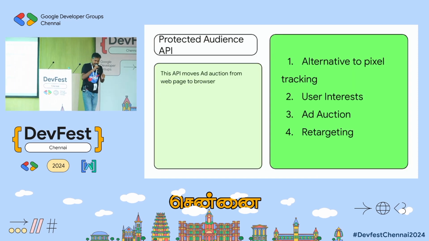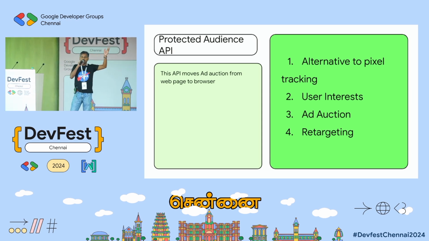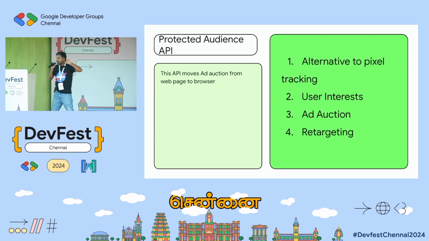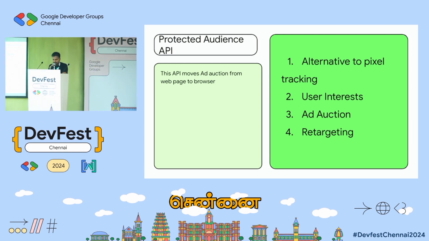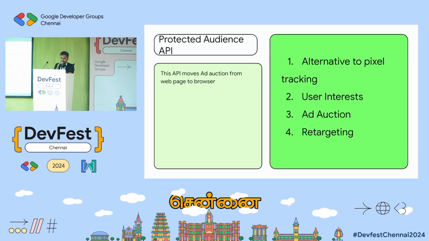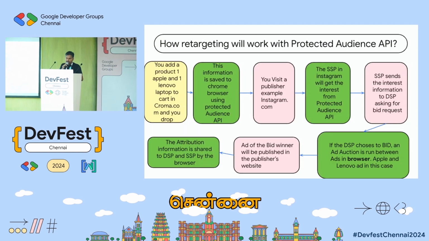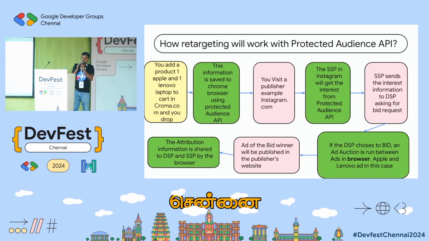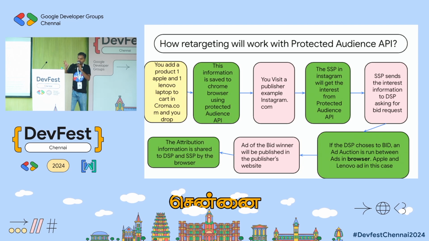So this way of tracking, where let's say you add something to cart or you visit a page, immediately the DSP gets a record of it. This is called pixel tracking, and this type of advertisement is called retargeting. There is this API called the Protected Audience API, which is aimed at replacing this sort of behavior. It will look almost similar to the Topics API, but the ad acquisition is the thing which differentiates it.